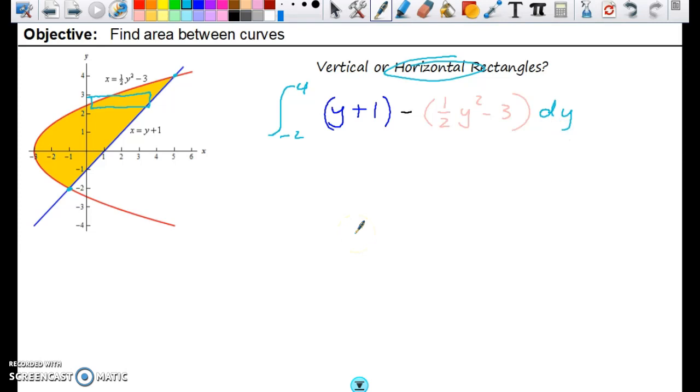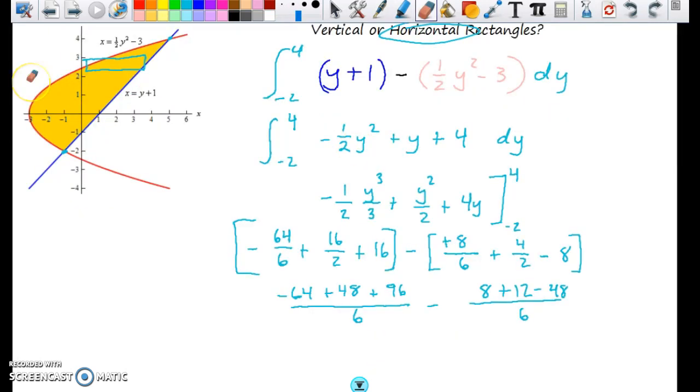Alright, I'm going to pause again and just do the integration to save time. You can see here now that I have it all set up. And I have -64 plus 48 plus 96 divided by 6, and so that's going to be -16. I'm sorry, 80. That's -16 plus 96 is 80, over 6, minus, and then this one is going to be 8 plus 12 is 20 minus 48 is -28. 6 minus the negative, you'll be adding, so it would be 108 over 6, which ends up being, I believe, 18.